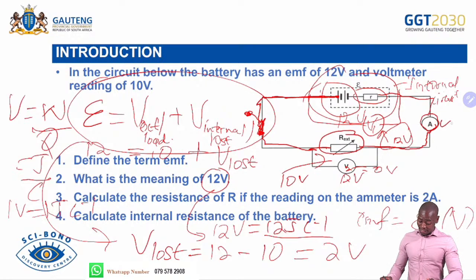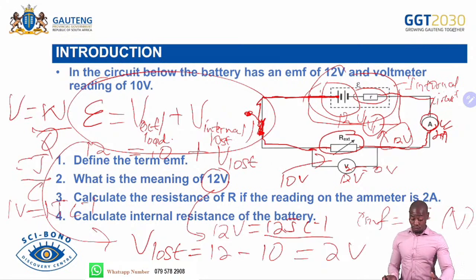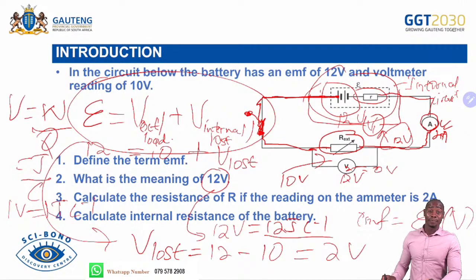So this ammeter, which reads 2 amperes, is the total current of the circuit. So obviously the current that will pass through that external R is also 2 amperes. That 2 amperes is the total current of the circuit. What is given to us, learners? We are given the potential difference across that R.